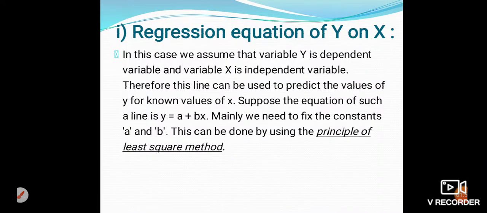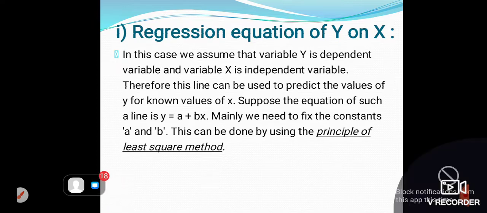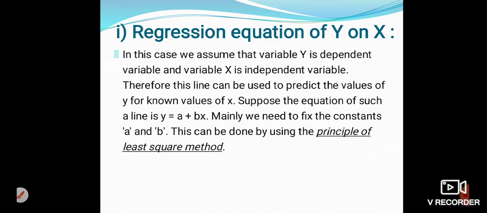The regression equation of y on x. In this case, we assume that the variable y is dependent variable and variable x is independent variable, that is, y is dependent on x. Therefore, this line can be used to predict the values of y for known values of x. Suppose the equation of such line is y is equal to a plus bx. Mainly, we need to fix the constants a and b.